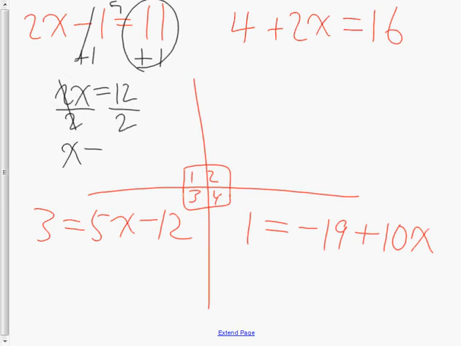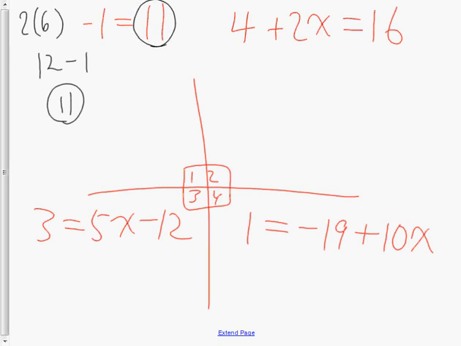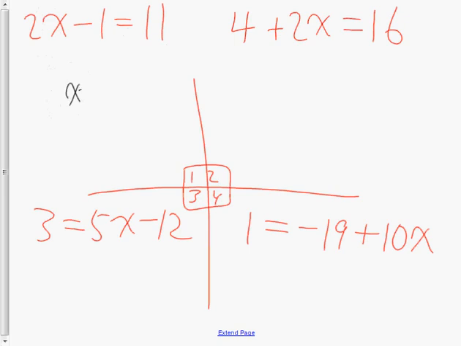x will be left over here, and over here I'll have 6. So the solution to this is x equals 6. If I go back to the original start of my question and I substitute for x, instead of 2x, I'm going to have 2 times 6, and I simplify it. 2 times 6 is 12, and 12 minus 1 is 11. This side is 11, and this side is 11, so they are equal. And therefore, I know that my solution for the question is x equals 6. So that's good. So the first one, x equals 6.